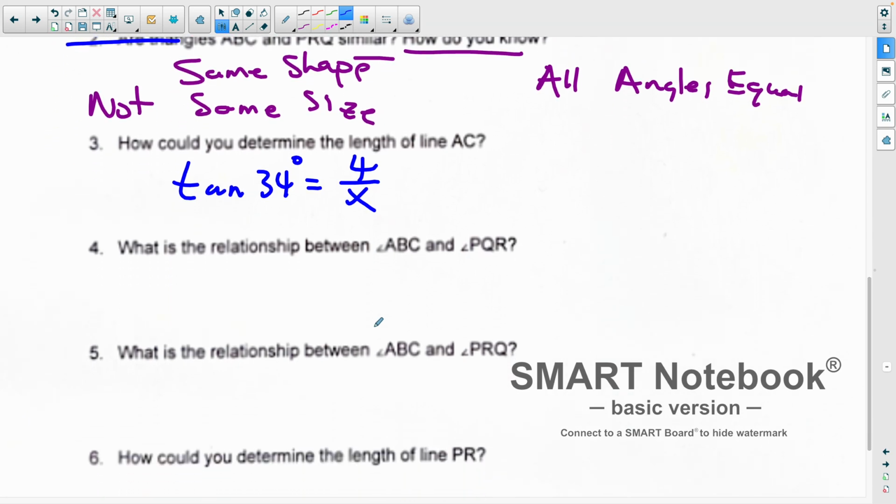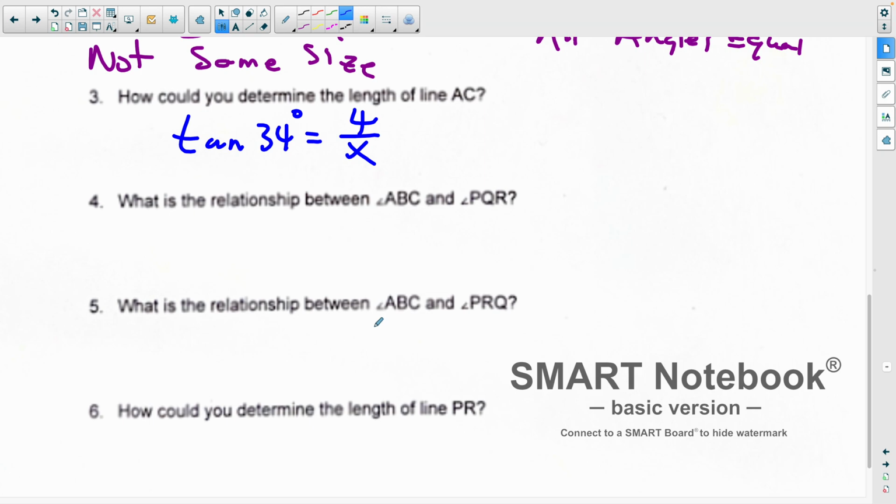All right, I'll give you a chance. You may not have looked at 4 and 5 yet. I'm going to give you a chance to look at 4 and 5. We'll talk about those here in just a second.